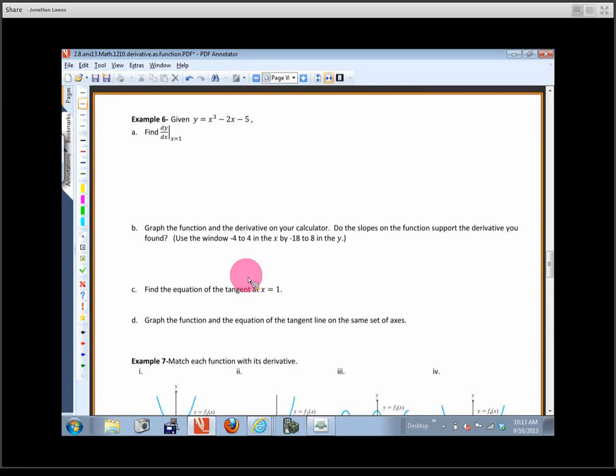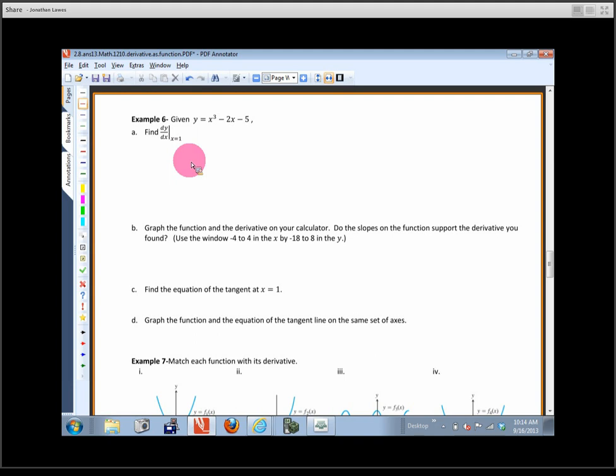We're given a function y equals x cubed minus 2x minus 5, and it wants us to find this. Okay, and again, I introduced this notation last time. It wants us to find dy dx, which literally means the derivative of y with respect to x, and it wants us to find that at x equals positive 1. This little vertical bar with a little subscript x equals 1 means evaluate that at x equals 1. So when we're done, plug in a 1.